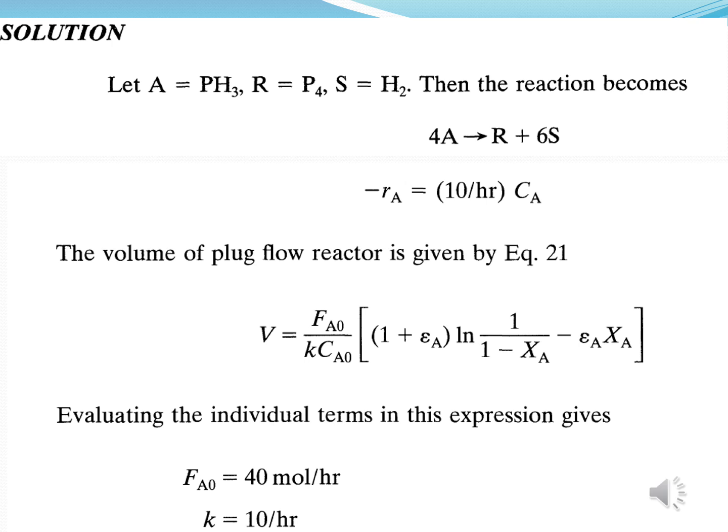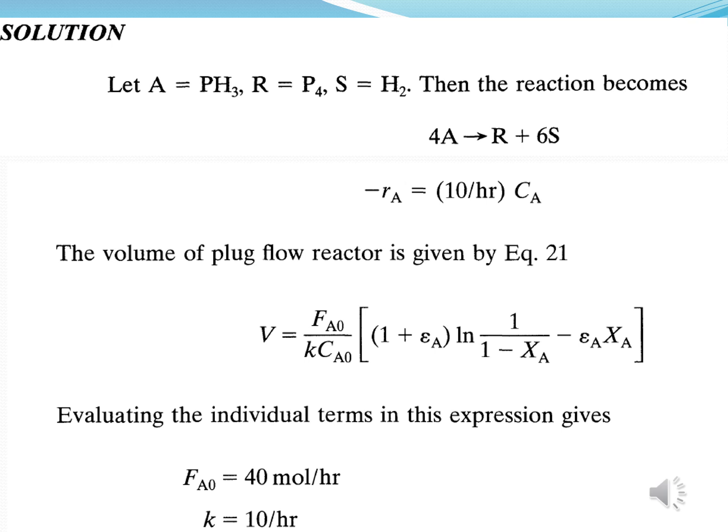If we simplify the reaction, let A equal PH3, R equal P4, S equal H2. The reaction becomes 4A gives R plus 6S. So the chemical reaction rate is given by this expression, minus r_A equals 10 per hour times C_A. Here we don't need to solve the integration. We just use the final expression rather than the integration calculation.